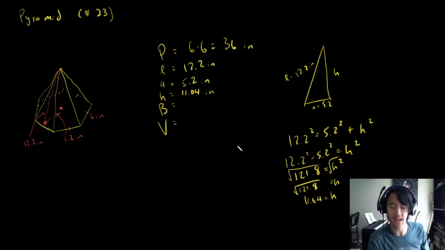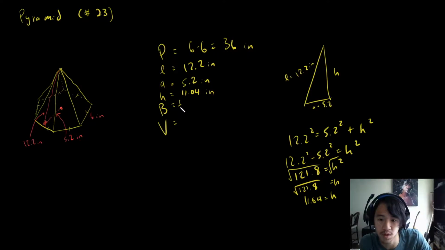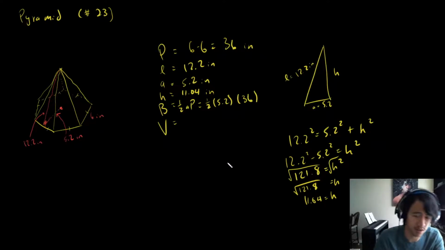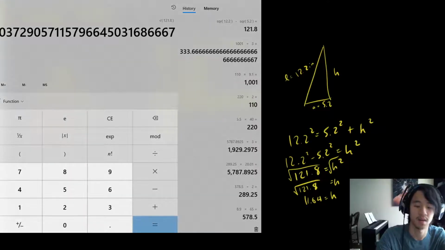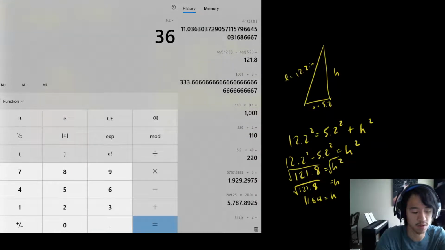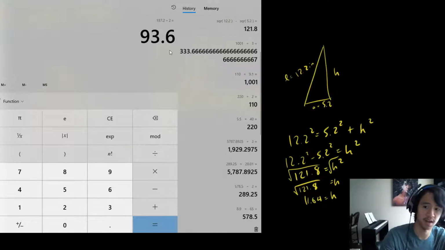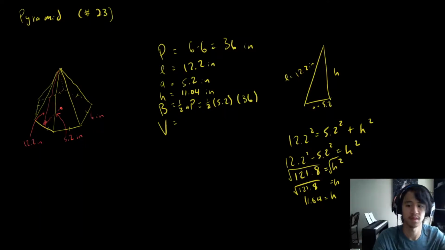All right, so now we have to find the area of our base. This is going to be 1/2 AP, like usual. So our apothem, we found that, that's 5.2. And then our perimeter is 36. So let's go ahead and plug this into the calculator and see what we get. We have 5.2 times 36, and then that divided by 2, and that's going to be 93.6. That's the area of our base. 93.6 inches squared.